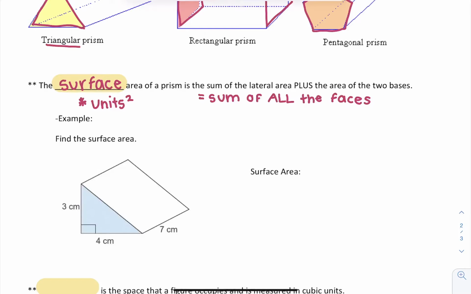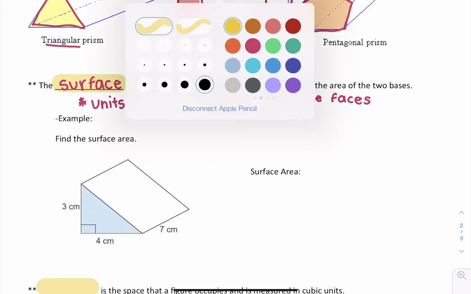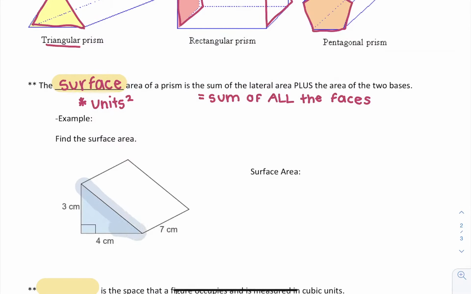For our first example, we have this prism, and it's a triangular prism because the parallel bases are triangles. We need to find the surface area. The first thing we have to do is figure out what we're working with. We have a triangle in the front, and another triangle that's hidden in the back. So the first thing we realize is that we have two triangles. Next up, we have these lateral faces, but some of them might be different from one another.